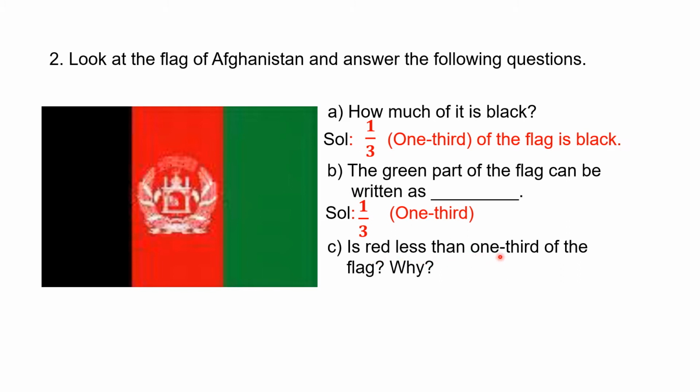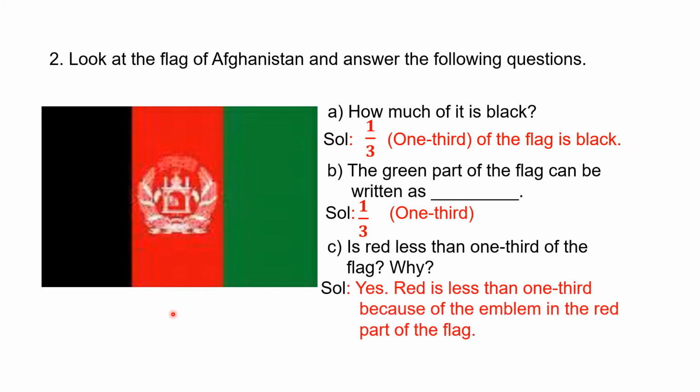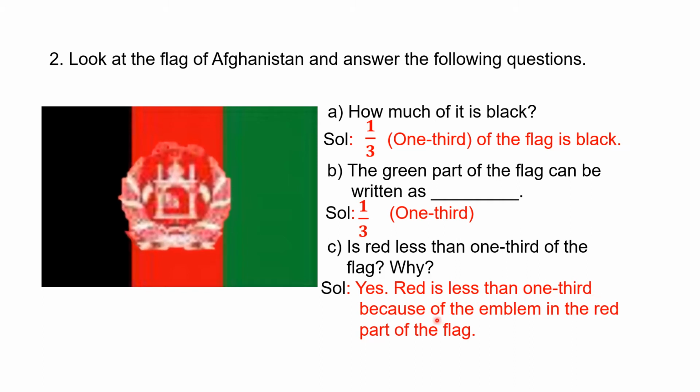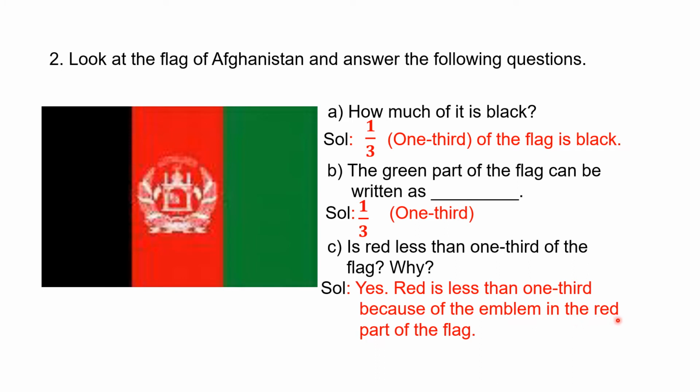Is red less than 1/3 of the flag? Why? Out of 3 equal parts, one part is colored red. But in the middle of the red colored portion, there is the national emblem of Afghanistan. It occupies some space. So the red colored part is less than 1 by 3. Yes, red is less than 1/3 because of the emblem in the red part of the flag.